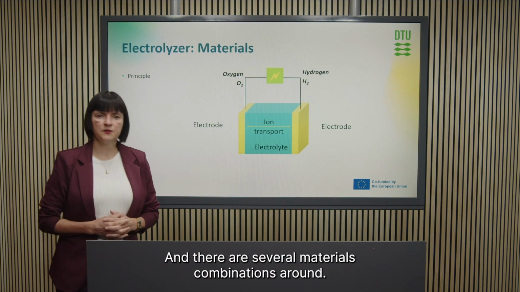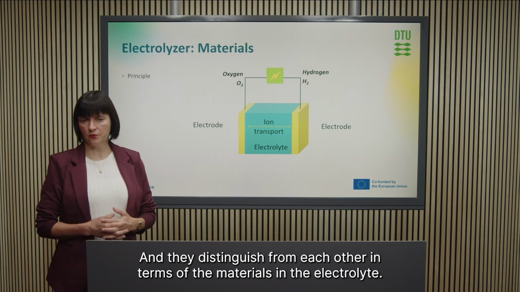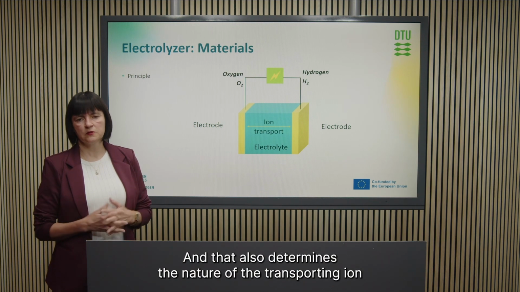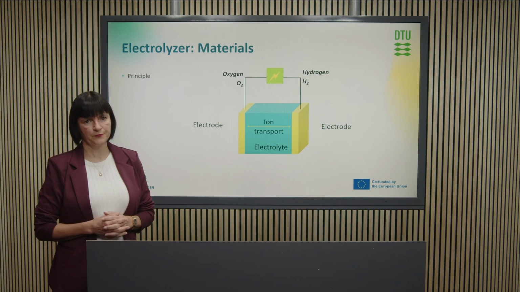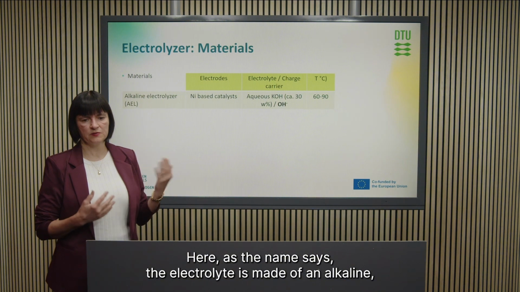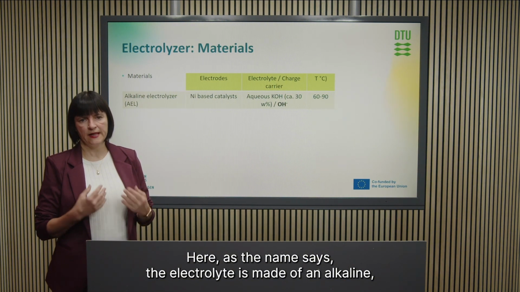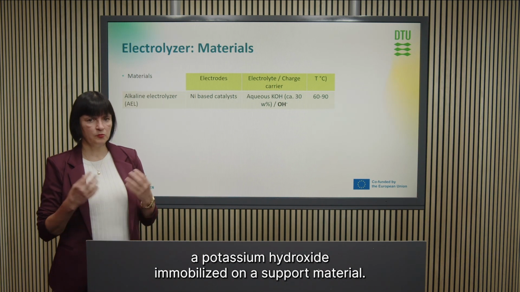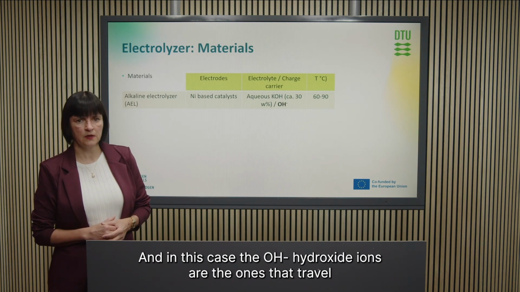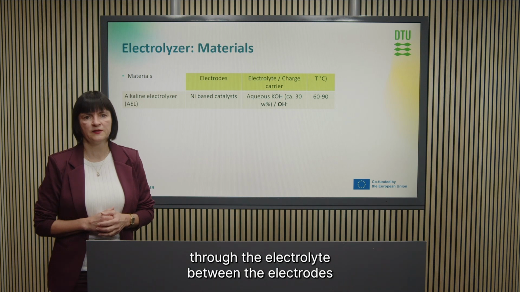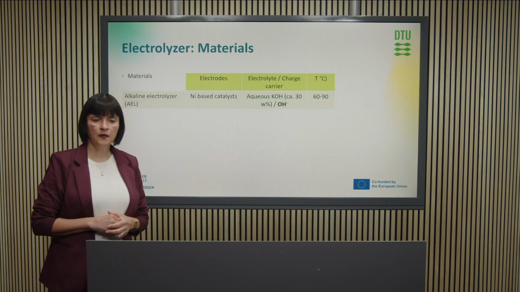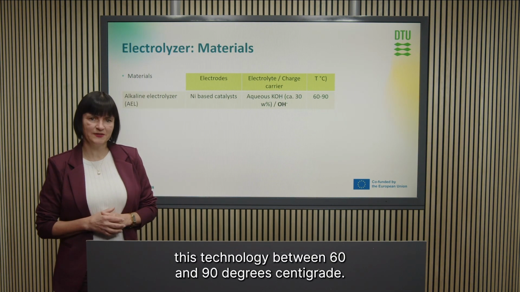And there are several materials combinations around, and they distinguish from each other in terms of the materials in the electrolyte, and that also determines the nature of the transporting ion through the electrolyte. I will start with alkaline electrolyzers. Here, as the name says, the electrolyte is made of an alkaline potassium hydroxide immobilized on a support material. And in this case, the OH- ion, hydroxide ions, are the ones that travel through the electrolyte between the electrodes that are made of materials that are based on nickel. We operate this technology between 60 and 90 degrees centigrade.